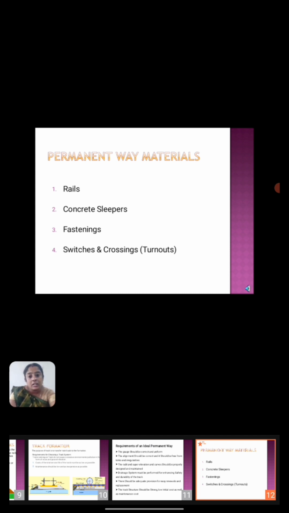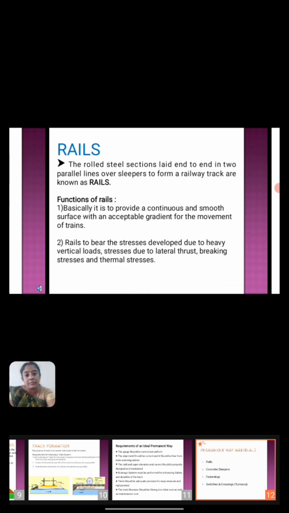Rails, concrete sleepers, fastenings, switches and crossings. These four are the major components for making a permanent way.